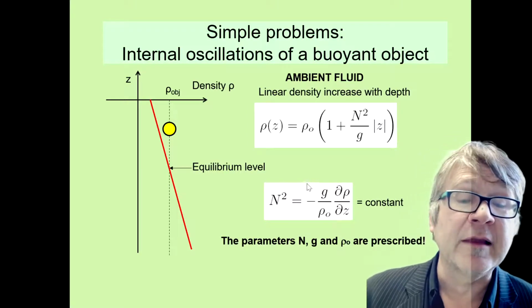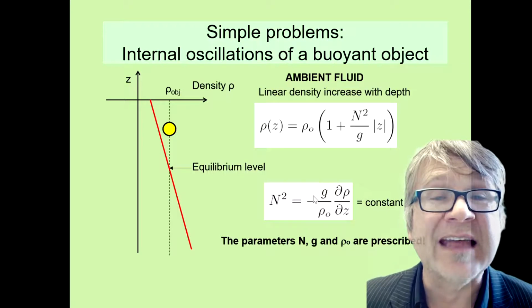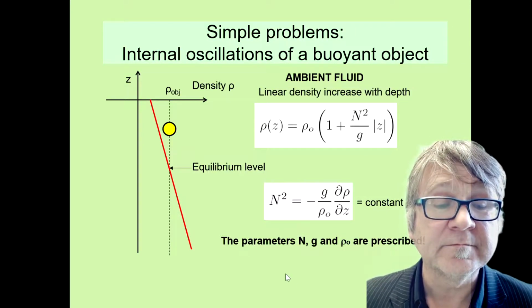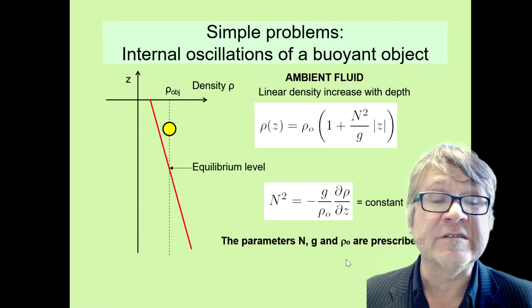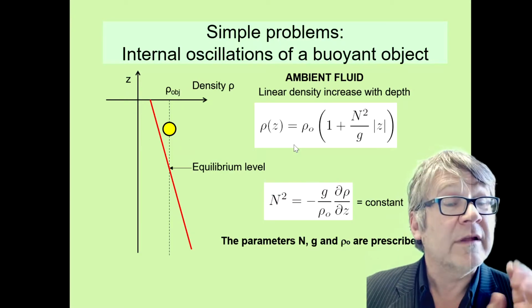Indeed, in Fortran, you can't write N to the power of 2. You might have to write just N2 for this parameter. Okay, g you have to prescribe, and rho 0 too. All right, so let's continue.